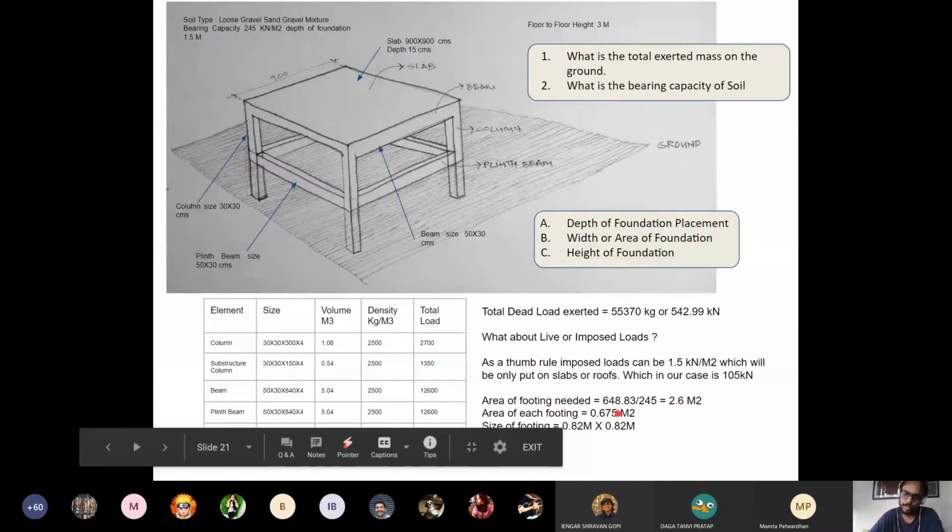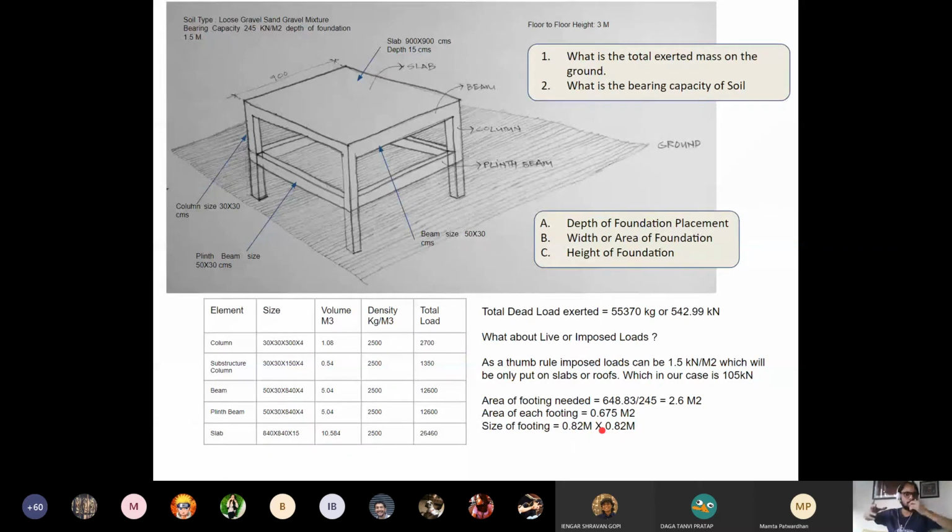And the area of each footing, I've divided that into 4, will be 0.6 meters square, and the size of the footing will be 0.8 meter by 0.8 meter. That is the size of the footing. I have not yet discussed the actual depth of the footing. As I said earlier, the depth of the footing requires a little more understanding of structural properties of concrete. But as a thumb rule, in this case I'm going to build a footing which is about 6 inches plus 3 inches plus another 2 inches for the reinforcement. So say about a foot. Next.